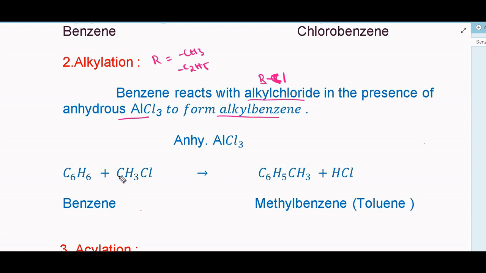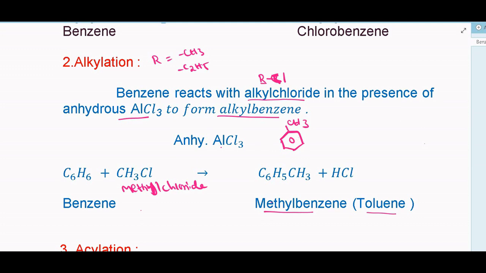Here benzene, C6H6, plus CH3Cl, that is methyl chloride. When benzene reacts with methyl chloride in presence of anhydrous AlCl3, it gives us methyl benzene, or we call it toluene. The chemical formula for toluene is C6H5CH3, or we can write it like this, benzene with CH3. This is toluene or methyl benzene. So benzene reacts with alkyl chloride in presence of anhydrous AlCl3 to form alkyl benzene. We call this the alkylation reaction.